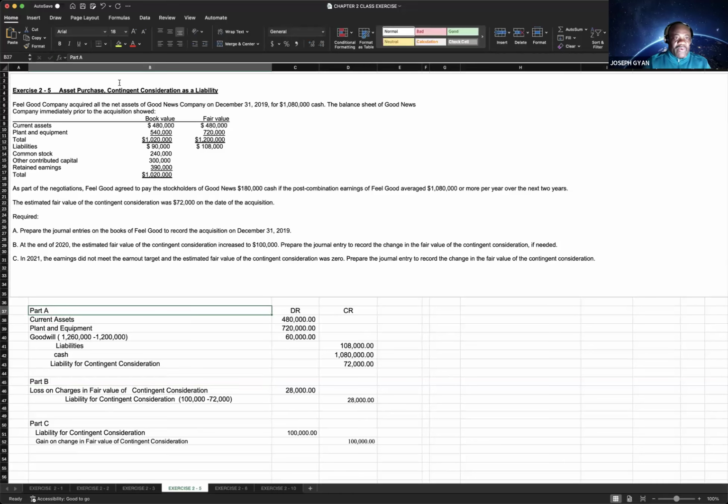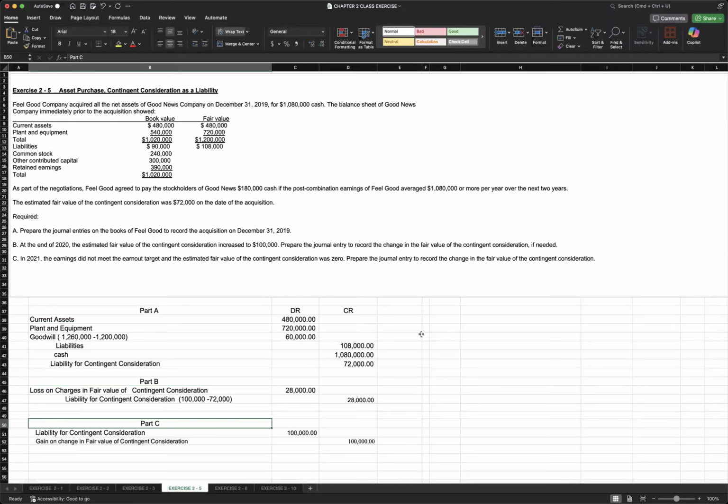Any question, please, before we continue? Any questions on the exercise 525? Any question on that? How do we get a gain on the 100,000?